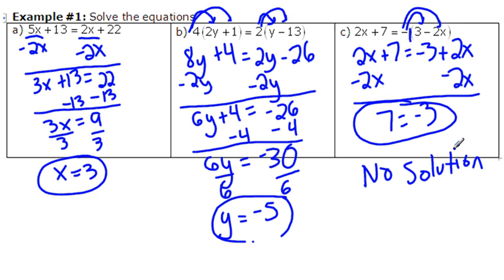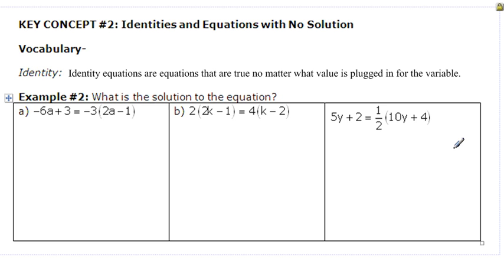So problem C has no solution. Let's look at that a little more closely. Before we look at example 2, there is some new vocabulary. We call this an identity. An identity equation is basically an equation that is true no matter what value is plugged in for the variable. In an identity, you could plug in 10 and the statement would be true. You could plug in 5,000 and the statement would be true.